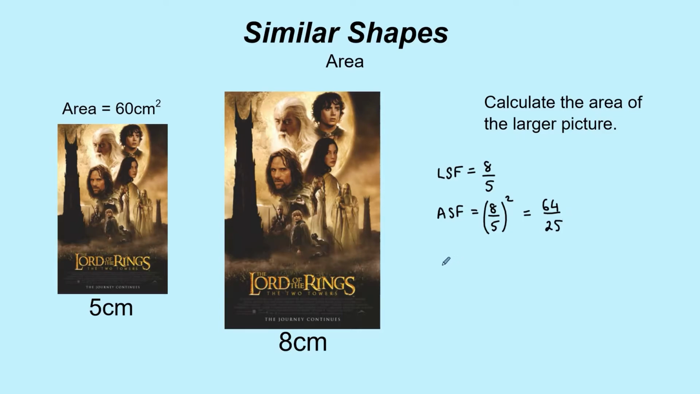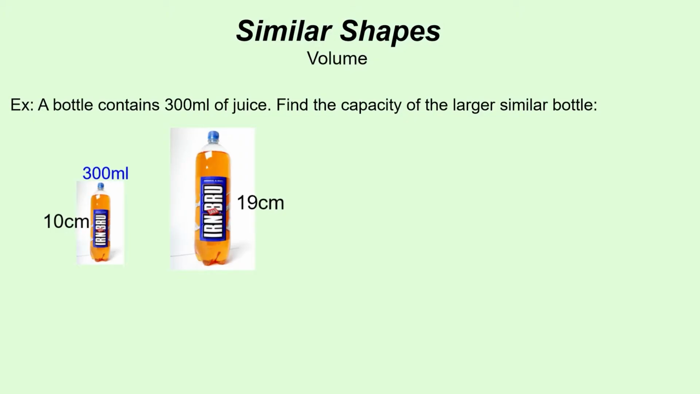Our missing area, the area for the bigger picture, is the area scale factor times the smaller area, 60 cm squared. Type that into your calculator: 64 divided by 25 times 60, and we get 153.6 square centimeters. And we'll move on to look at a volume scale factor.